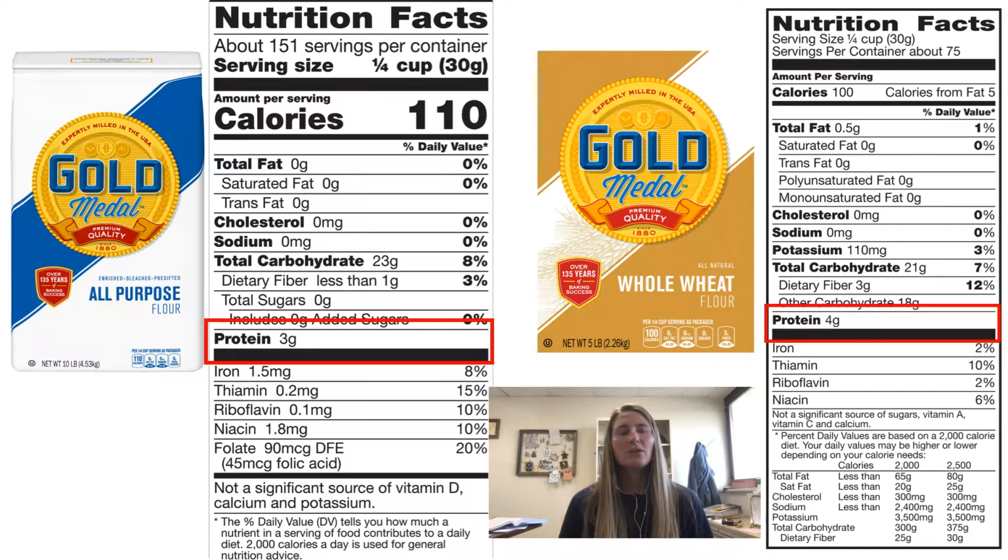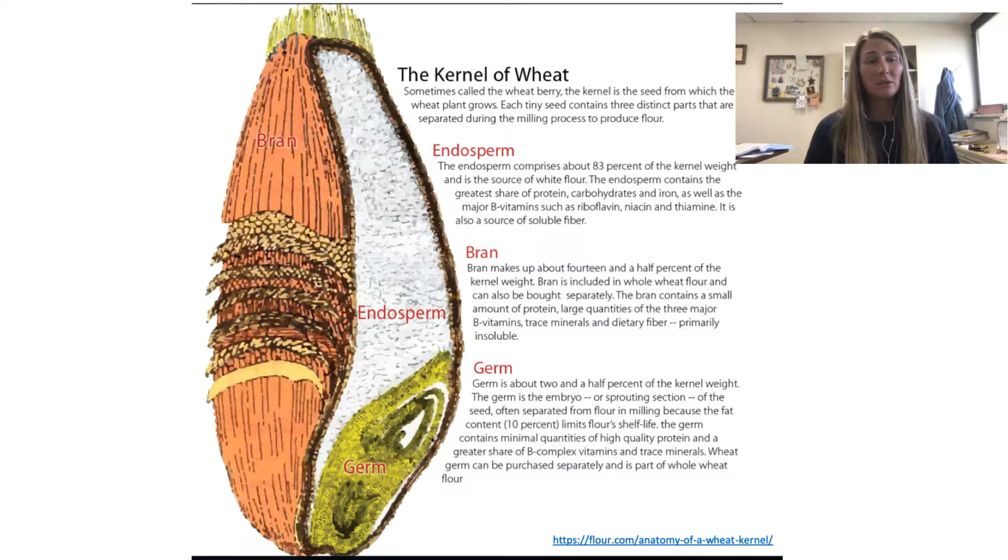So here are two food labels, which look familiar from other pre-parties that we've done: white flour and whole wheat flour. You'll notice that I've highlighted the protein component, white flour having 3 grams of protein, whole wheat flour having 4 grams of protein. So we know protein exists in flour, but where does it come from? Knowing that flour is primarily endosperm, because the endosperm makes up 83% of the wheat kernel, we understand that it has starch in it. We know that from last week's activities. But if we look at the endosperm more closely, there is actually a large share of protein found in that endosperm. So that's why we see it in whole wheat and white flour.